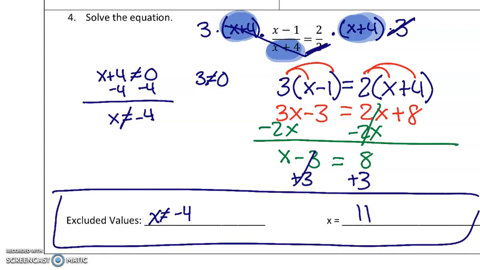But then I did it all over again with this 3. And on the right-hand side, the 3's canceled. But on the left-hand side, the 3 remained. So they kind of just switched sides and moved to the top. Okay, that makes sense. Thank you.